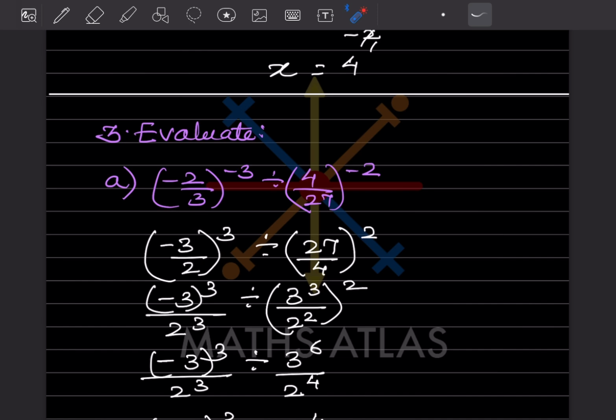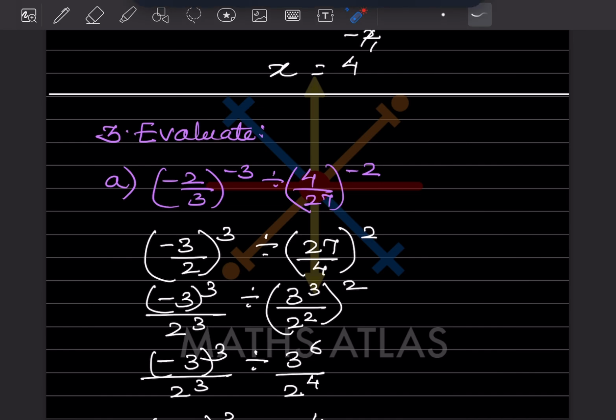Again for this one we can write 27 as 3 cubed, and this you can write as 2 squared. Why did we write it like this? Because here we have 3's and 2's. 3 into 3 into 3 is 27, and 2 into 2 is 4.